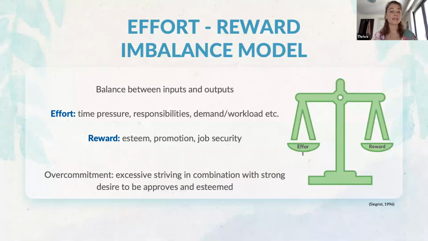If a balance between effort and reward is not reached, this could potentially result in overcommitment. This is when the individual shows excessive striving in combination with a strong desire of being approved and esteemed. The problem with this is that the individual may feel that no matter how much they receive the reward of being approved or esteemed, it will never be enough for how much effort they have put into what they are doing, resulting in them feeling let down time and time again.